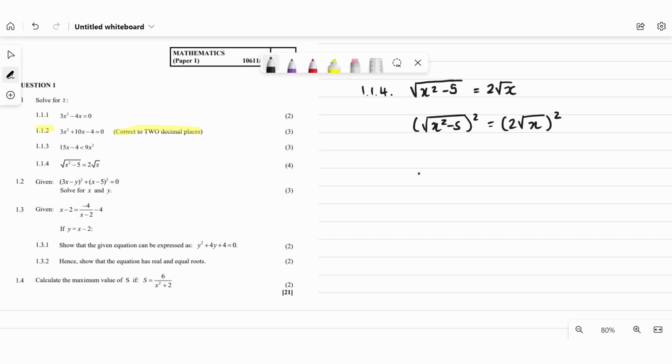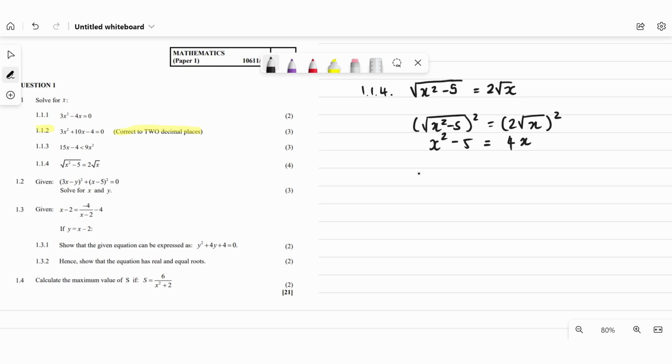When you square, since the bracket is closing the entire 2 and the square root, your square needs to be distributed. 2 needs to be squared, and also this needs to be squared. This side is going to change to 4x, right? Because you squared this and this.